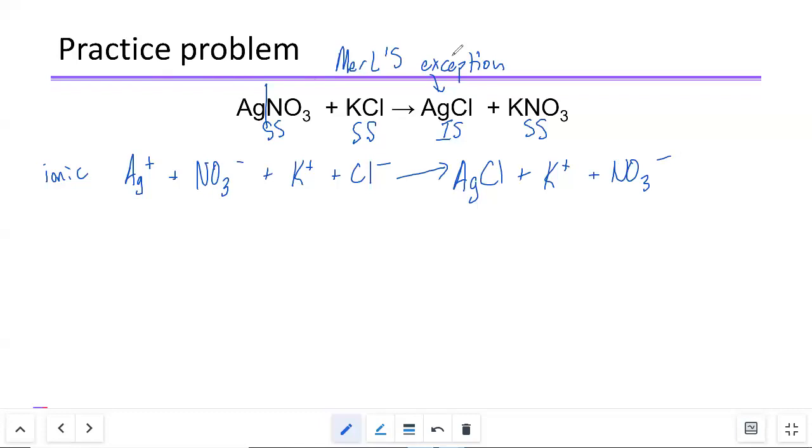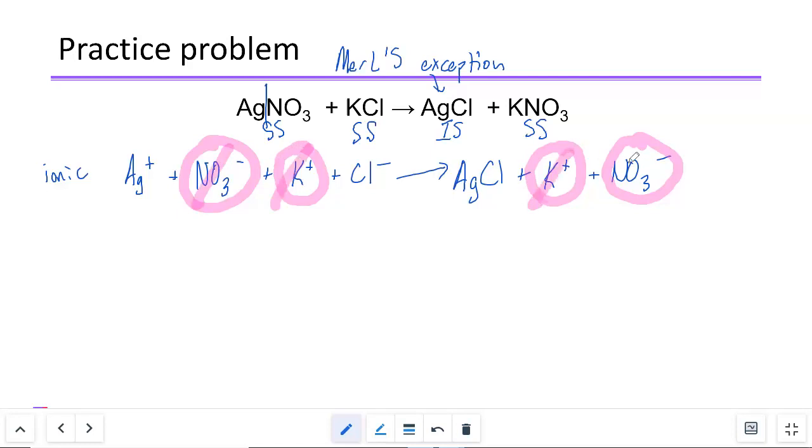Now we take care of the issue with spectators. I should recognize I've got potassium ion on both sides, nitrate ion on both sides. Those will cancel out. And my net equation will be the silver ion reacting with the chloride ion to make silver chloride.